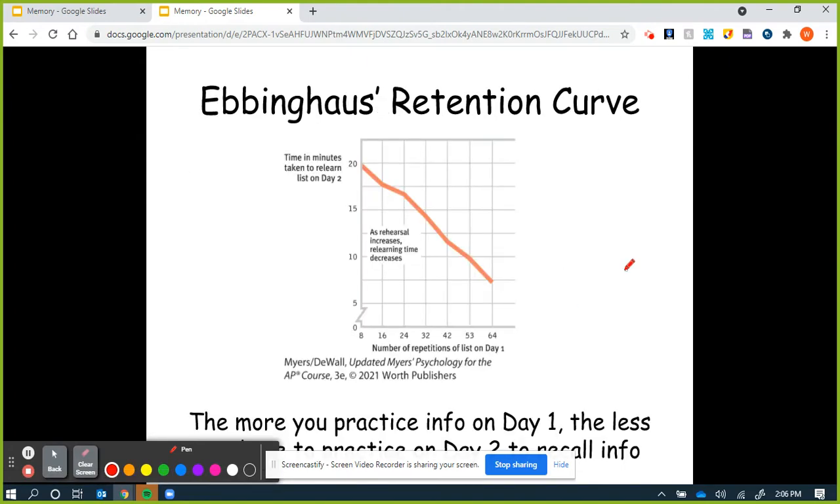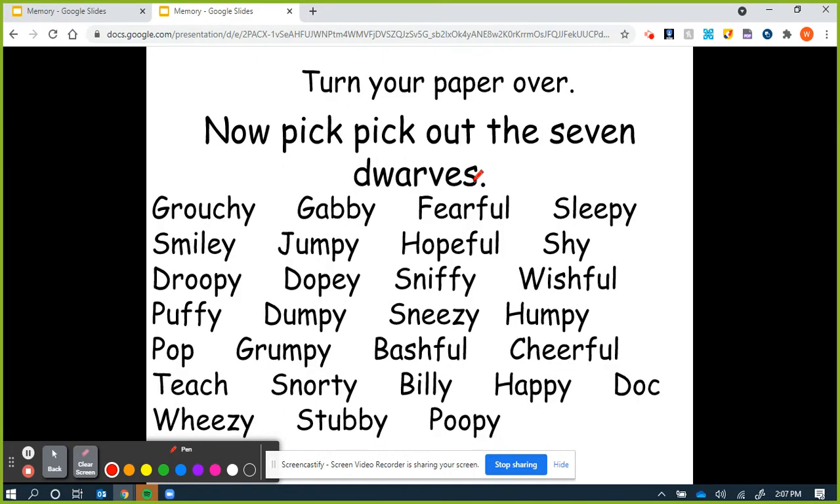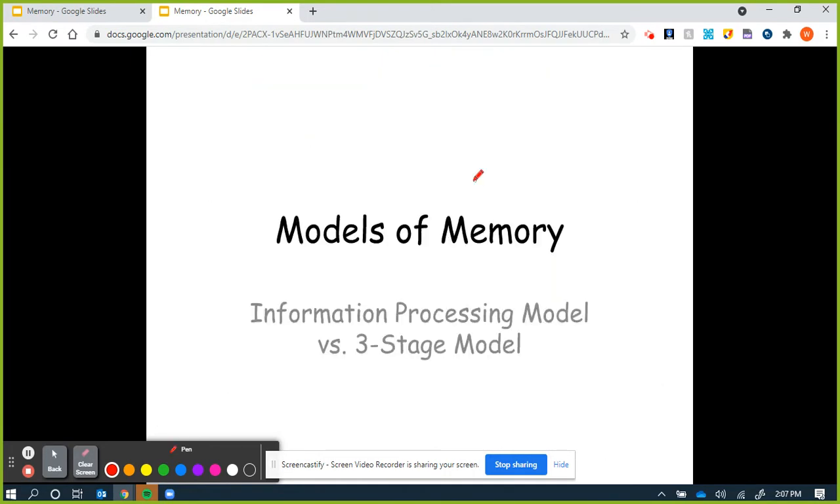Ebbinghaus's retention curve. What they found is that if you rehearse something one night, let's say you study tonight for the test on Friday, but you don't study tomorrow night, your retention of information goes down. But the more you practice information on day 1, the less you have to practice it on day 2, and so on and so forth. Learning something a second time is easier than learning it the first time. We don't need to worry about that.